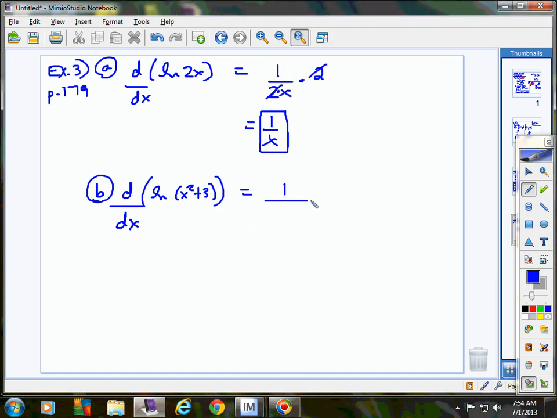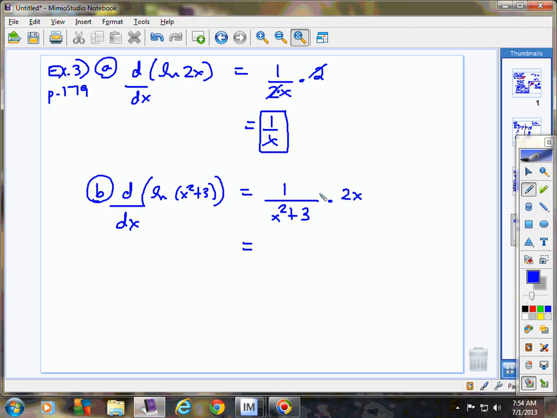Well, you should have gotten 1 over x squared plus 3. Be sure you didn't put an ln down there with it. Just 1 over this stuff times the derivative of the inside, which is 2x plus 0, so a 2x. I can't cancel here because this is added, got an added 3 with it. It's not multiplied like it was up here. So we're just going to have to leave it. 2x times 1, 2x over x squared plus 3.